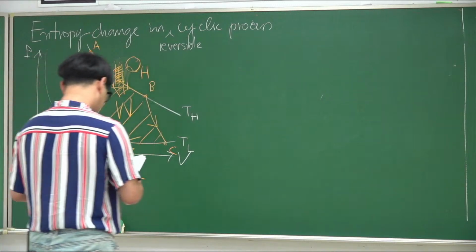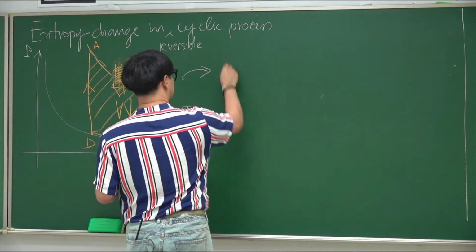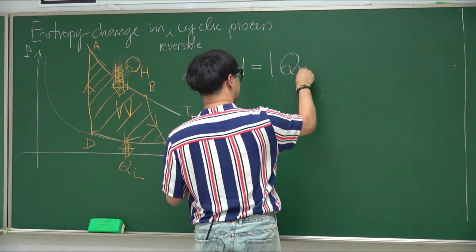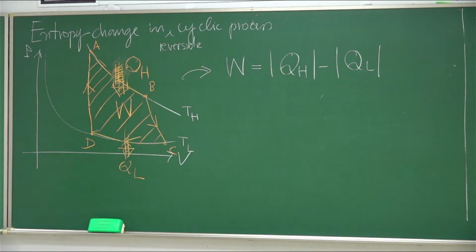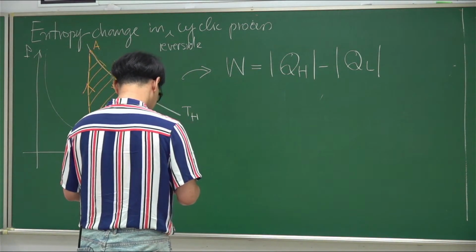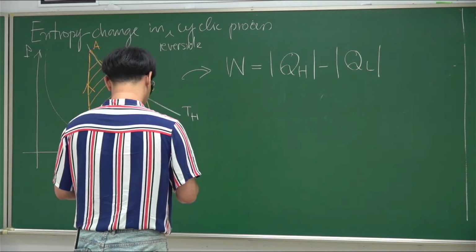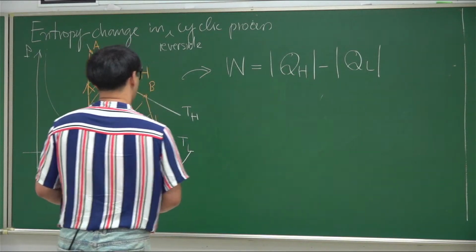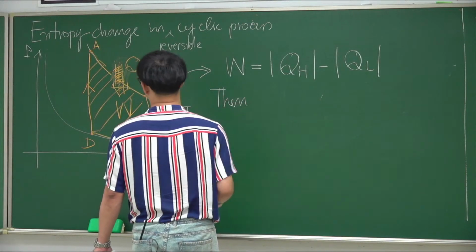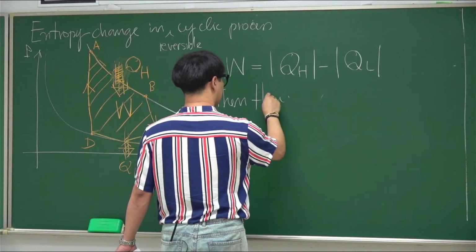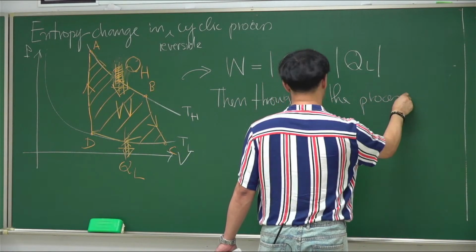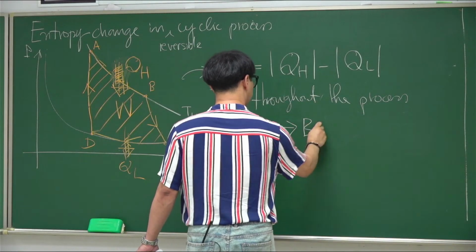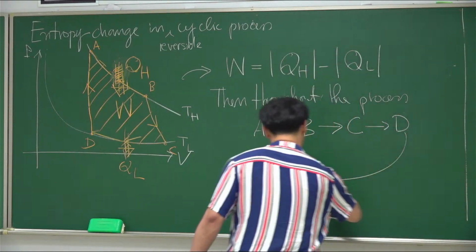From last term we learned that the work done is the difference between the heat coming in and the heat leaving the system. So throughout the process, I mean from A to B, C to D, and back to A here.